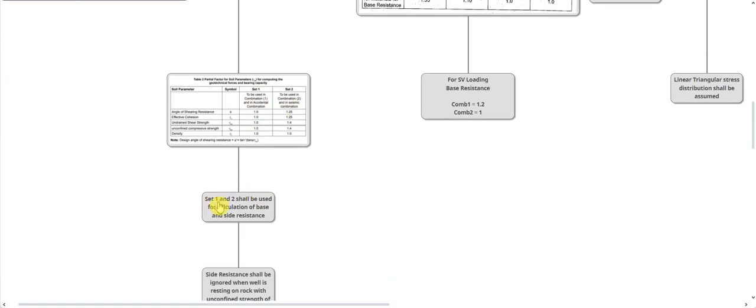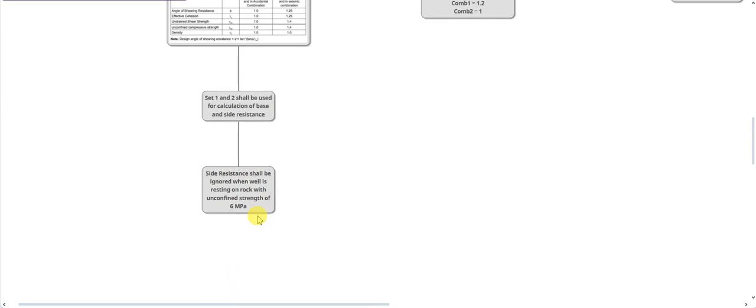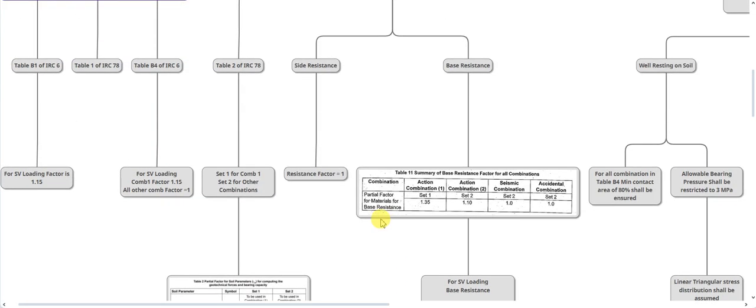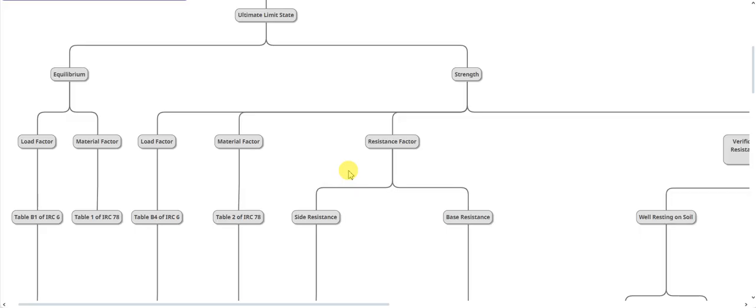So this is the table 2. We have set 1 and set 2. What does it say? That set 1 and set 2 shall be used for calculation of base resistance and side resistance. Also it says that the side resistance shall be ignored when well is resting on rock with unconfined strength of 6 MPa or more than 6 MPa.